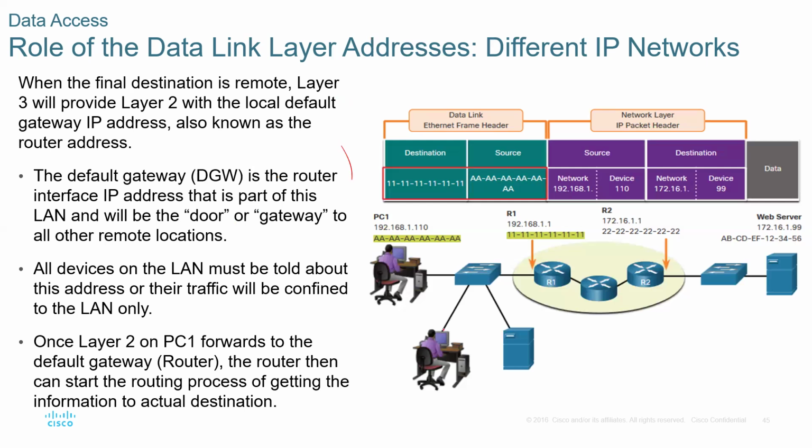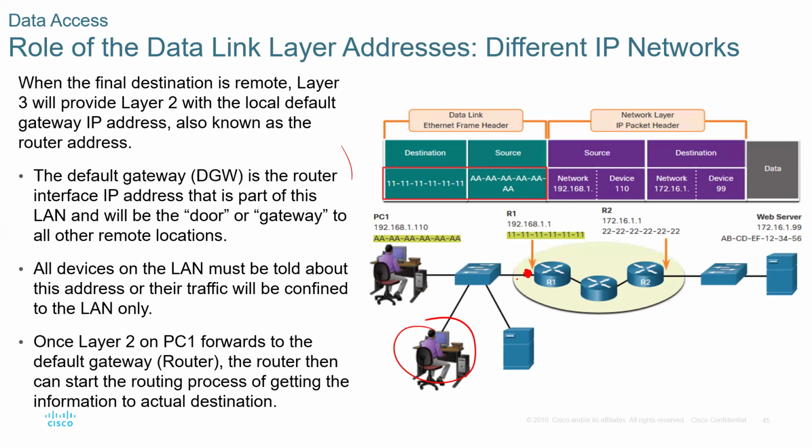If I'm looking at this PC, what is the gate out of the network? This one. That is what we call the default gateway. Very important to understand the default gateway. All devices on the line must be told about this address or their traffic will be confined to the LAN only.